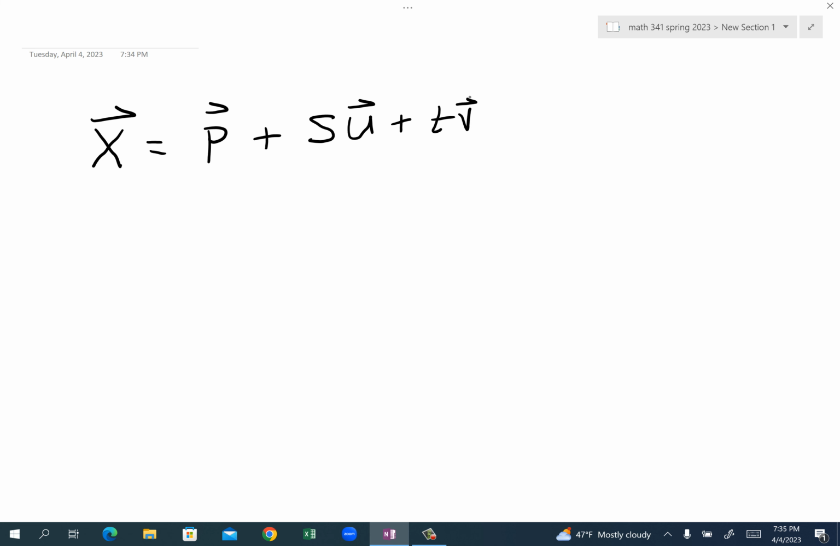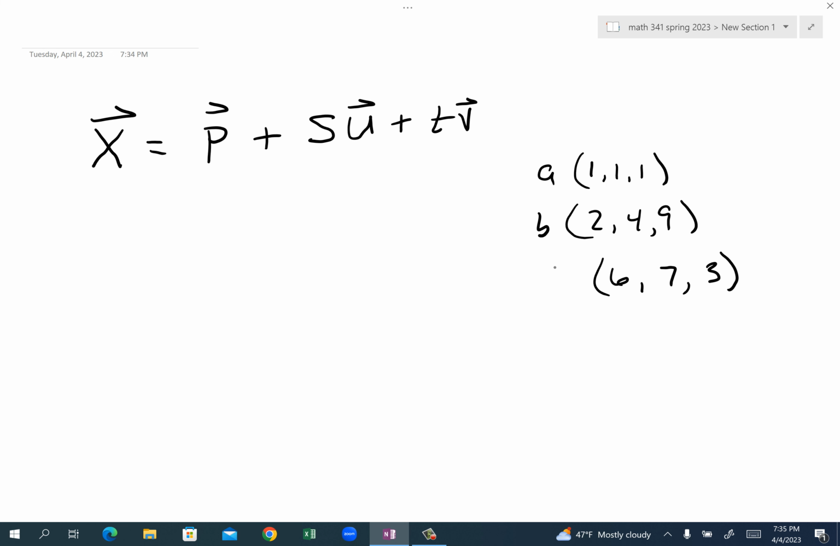We have over here, I'm going to put down some points again. I don't know if I remember if I start with points or not, but I'm going to grab some points. So let's say I had the points (1, 1, 1), (2, 4, 9), (6, 7, 3). Can you find two vectors? Yes. Let's call these A, B, and C. Let's find vector AB. So from A to B, I'm going to go over 1, I'm going to go up 3, and I'm going to go up 8. Does that make sense?